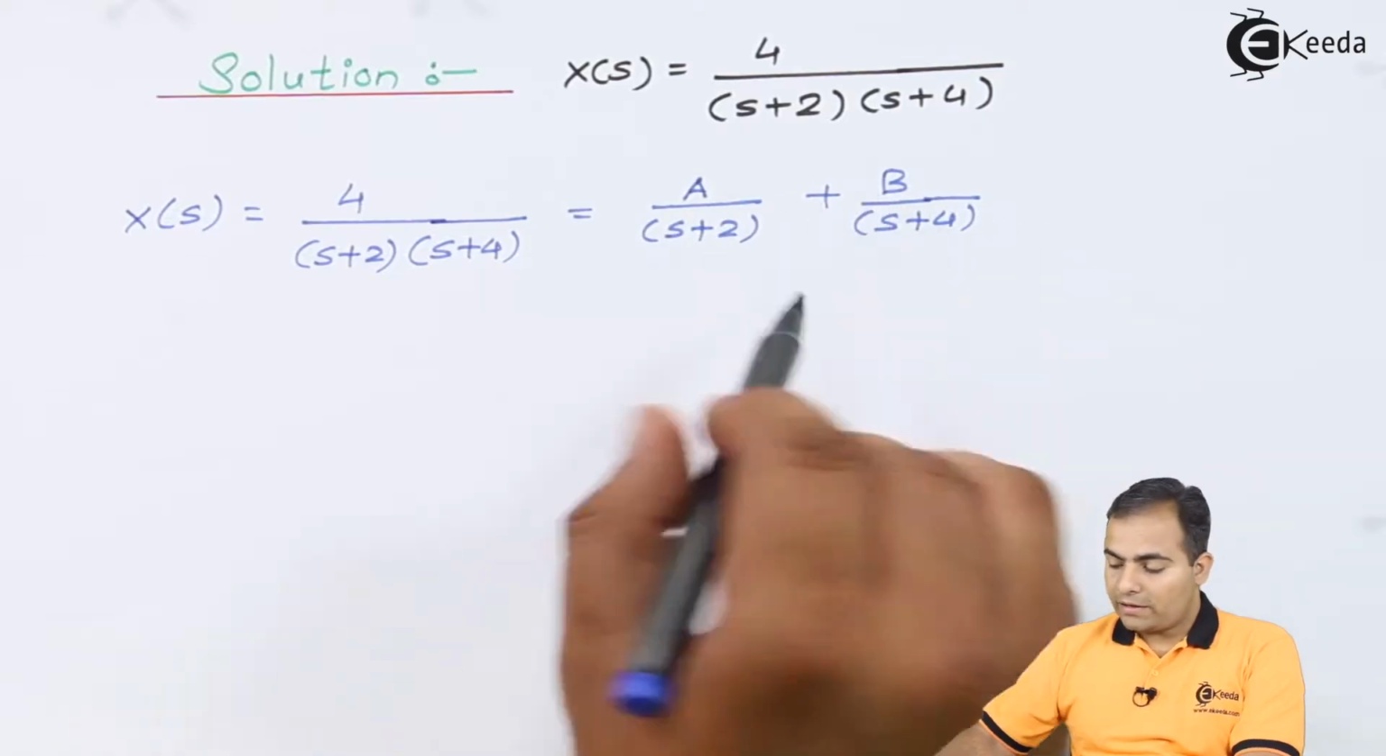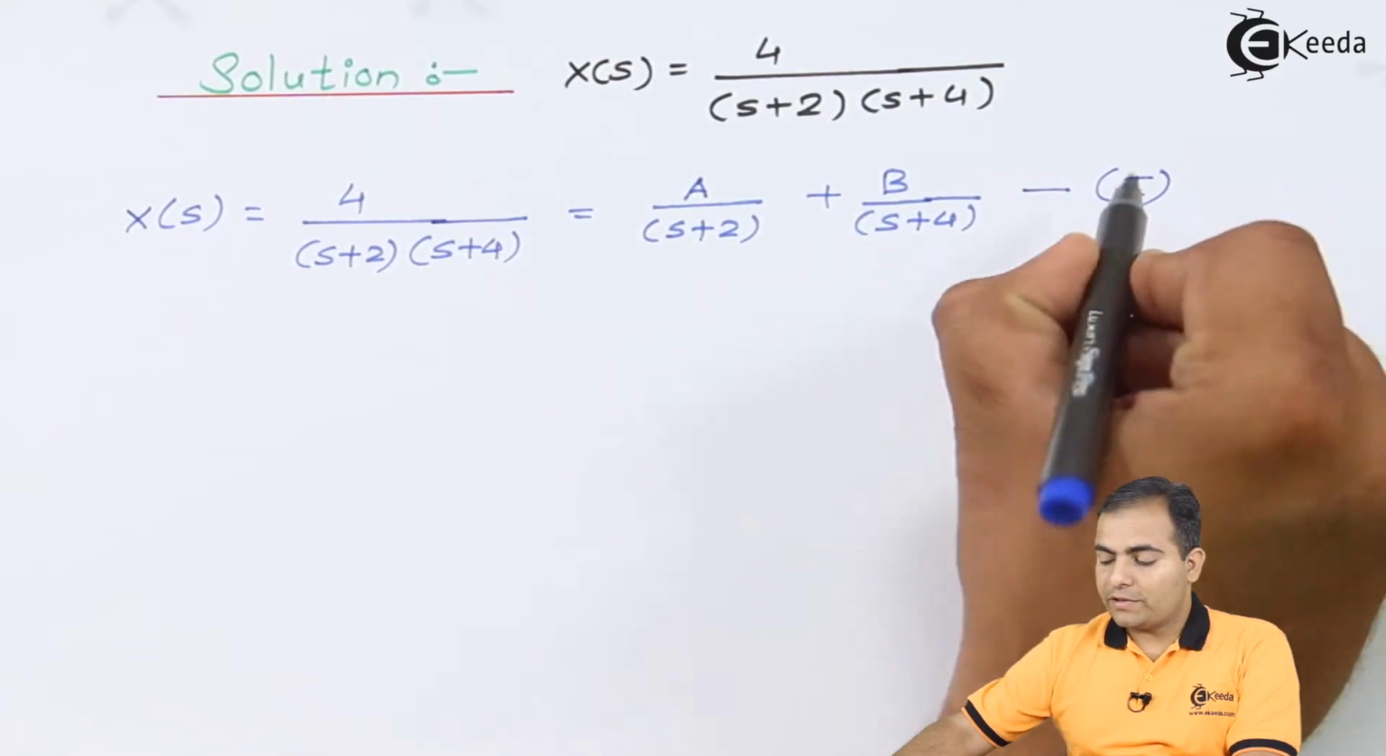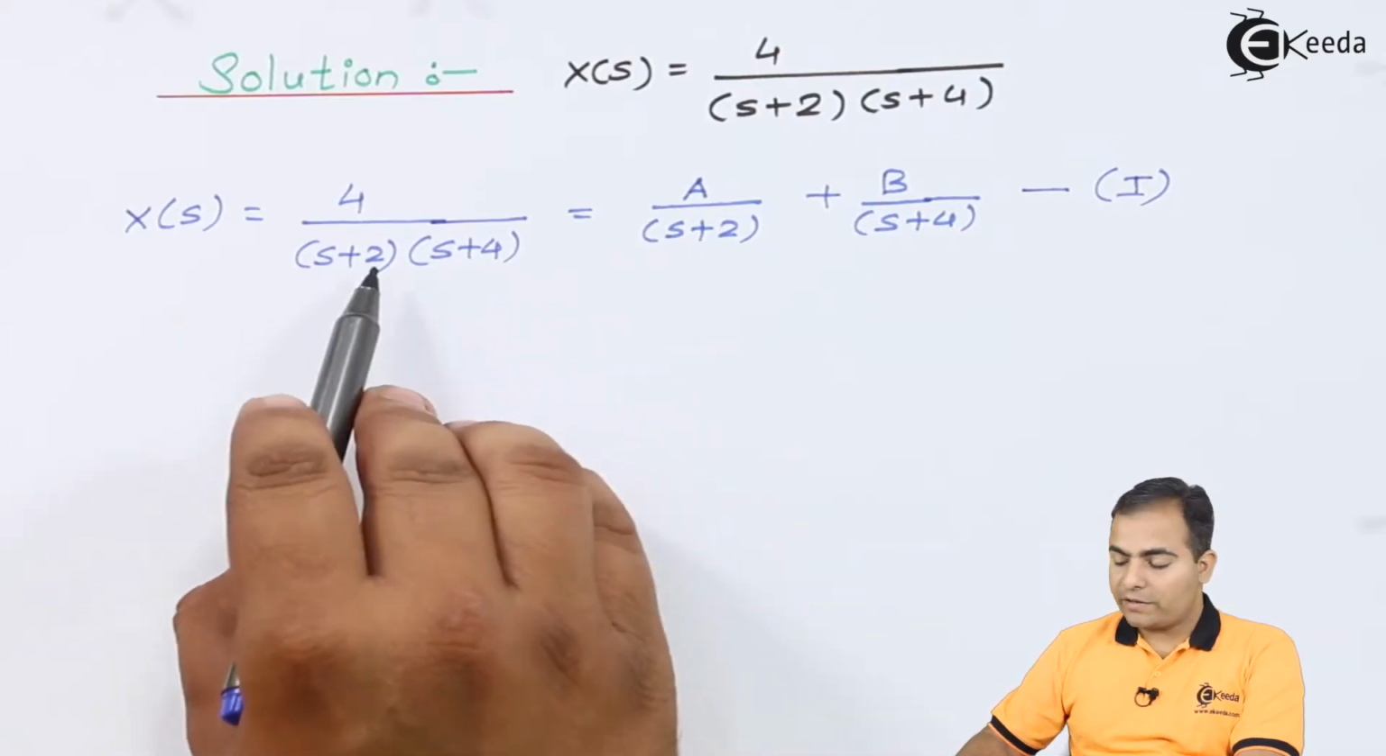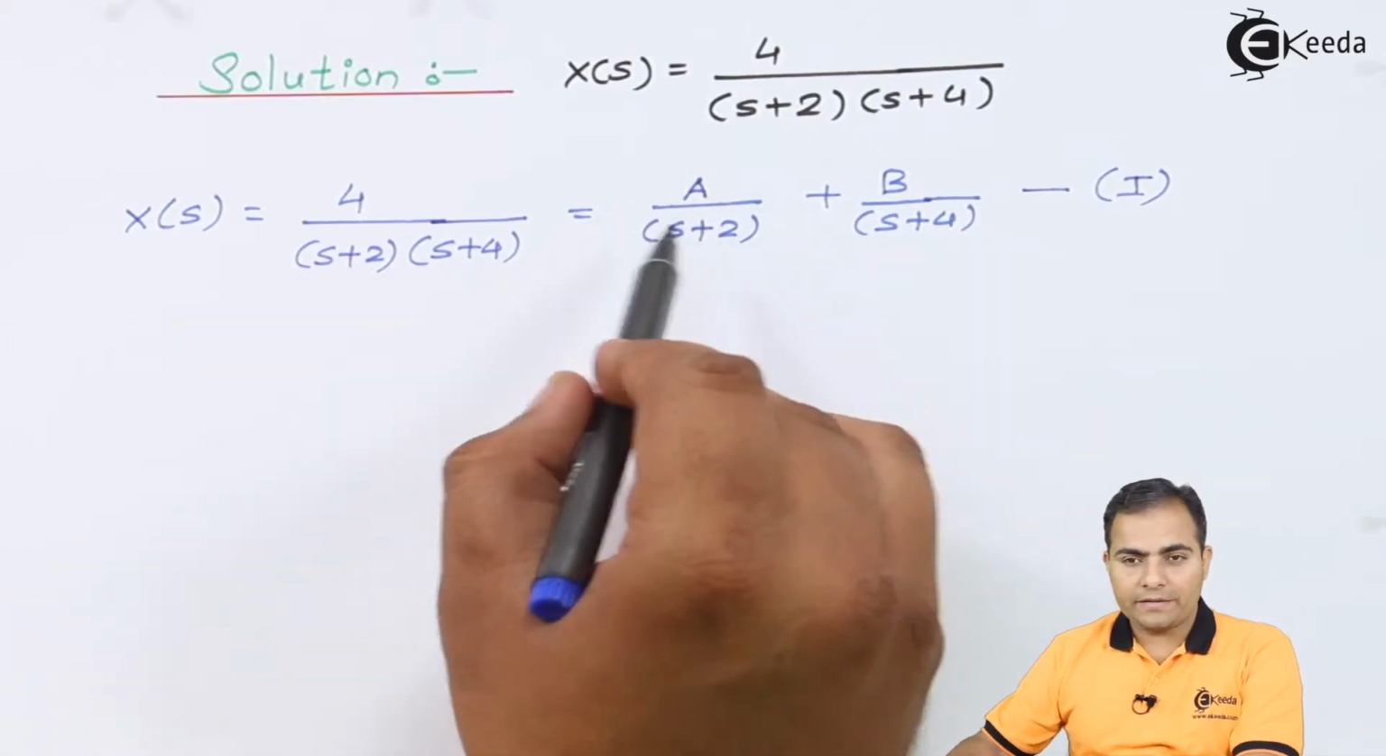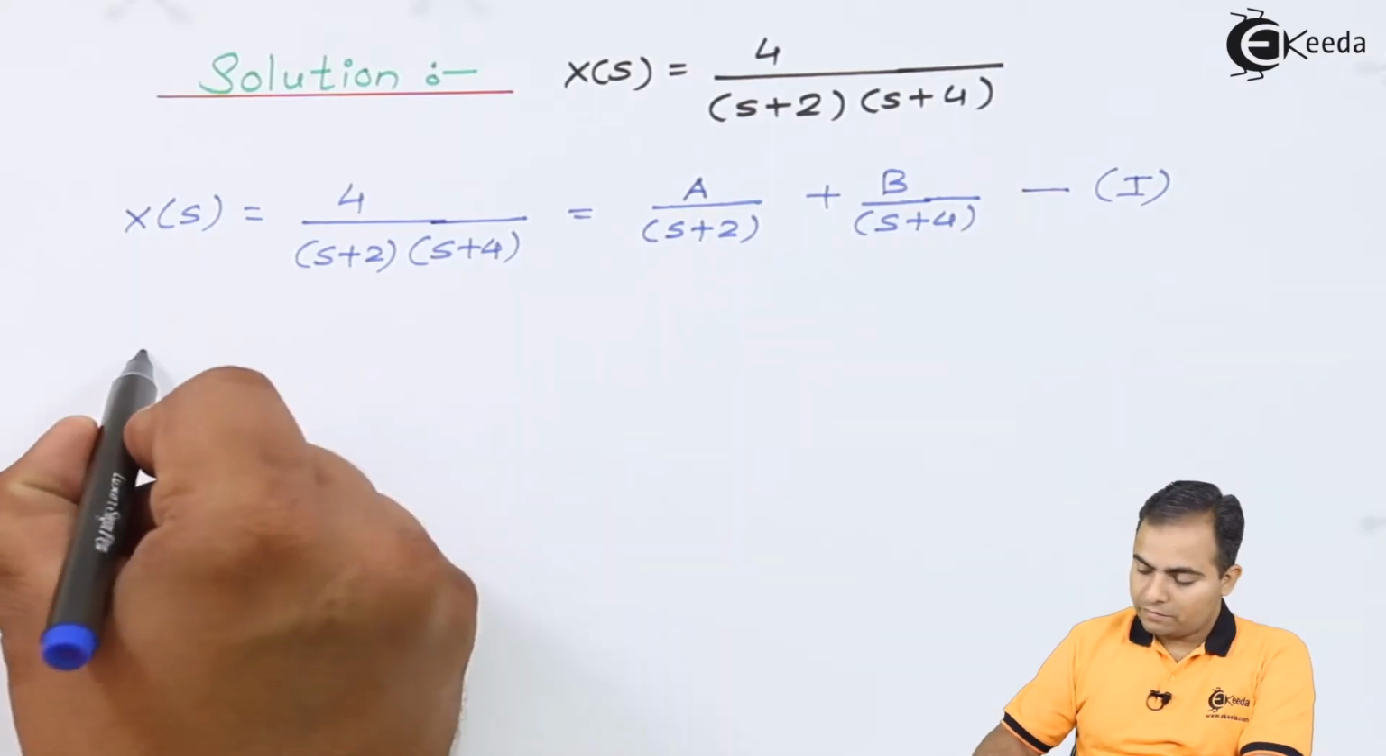So first of all, I'm going to write this as my equation number 1. Now I will multiply the left-hand side denominator on the right-hand side. First I will multiply it with A and then I will multiply it with B.